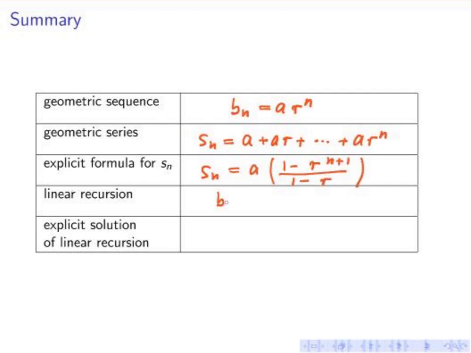A linear recursion is a recursion of the form Bn plus 1 is r Bn plus c. And we found an explicit solution for a linear recursion to be Bn is c times (1 minus r to the n) divided by (1 minus r), plus r to the n times a.